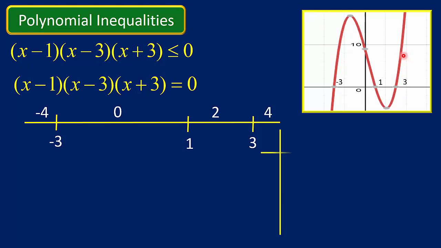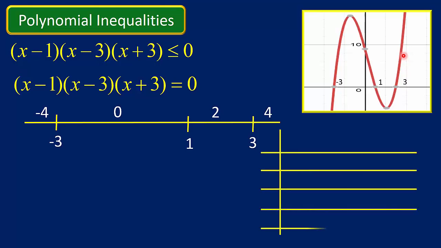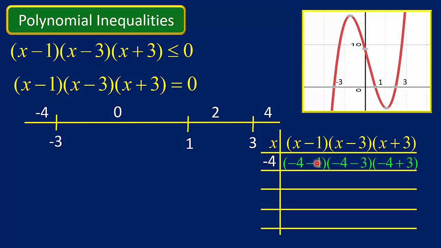So look, I'm going to make a table. I've got a column for the x's and then a column for the polynomial values. Now let's start off with the -4. If I put a -4 in place of x, let's see what happens. I get a negative, and a negative. 3 negatives, that's less than 0. So yes, that's part of my solution region.